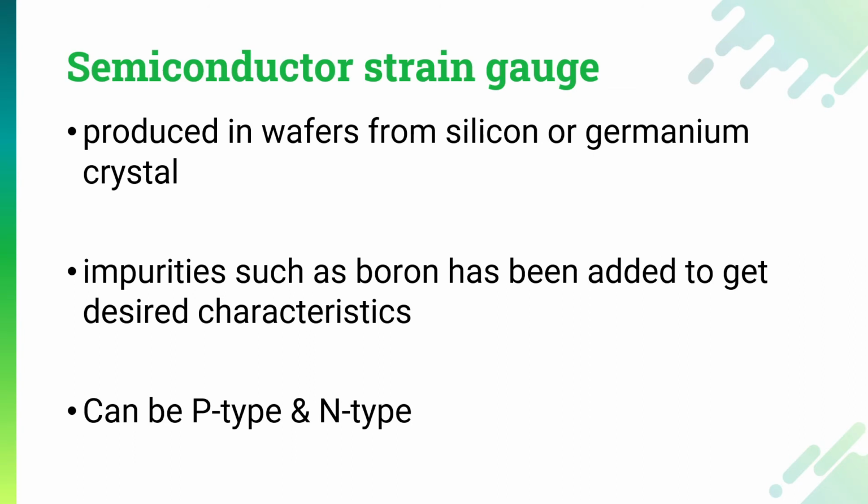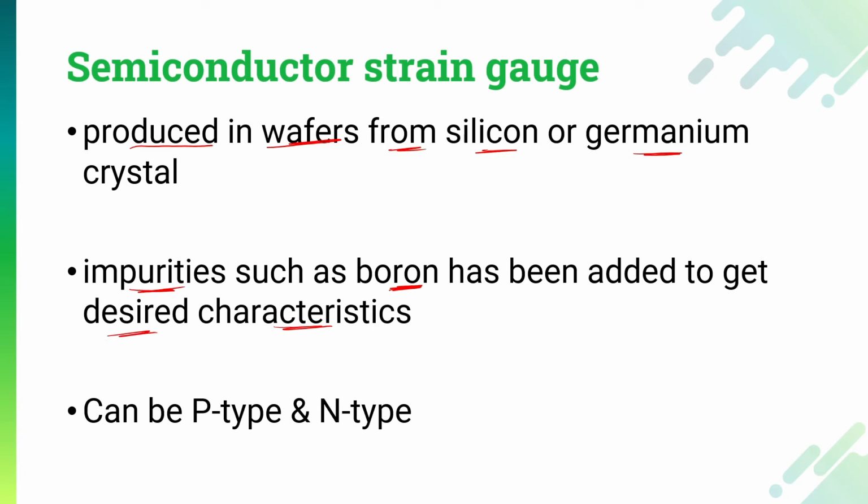So in the semiconductor type strain gauges, the gauges are basically produced in the wafer from silicon or germanium crystals, in which the exact amount of special impurities such as boron is added to get the desired characteristics of the semiconductor strain gauges.